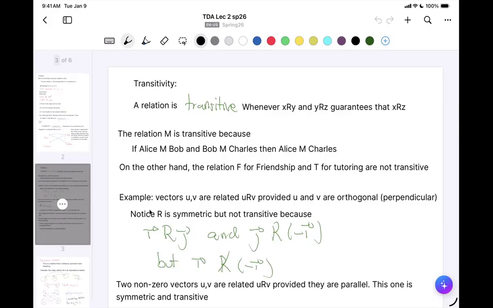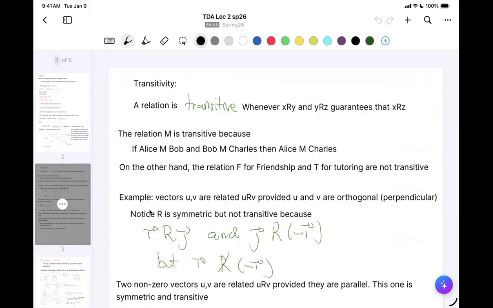So friendship is something that's typically not transitive. But the example that I was mentioning last time about a student's major, that would be a transitive relation, right? Because if two students are related if they have the same major, and if Alice and Bob have the same major and Bob and Charles have the same major, that basically forces Alice and Charles to have the same major, right?